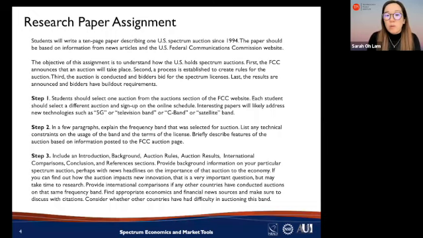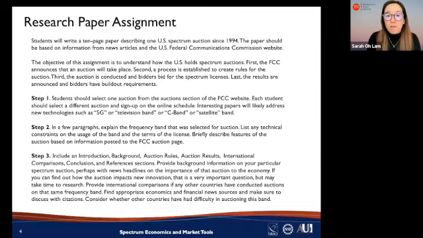Was there as much subscription to the auction as expected? And are there any international comparisons between the US case for this band and other countries? So oftentimes other countries will have a band that they auction similarly to the US. So you can compare how another country auctioned a certain band.